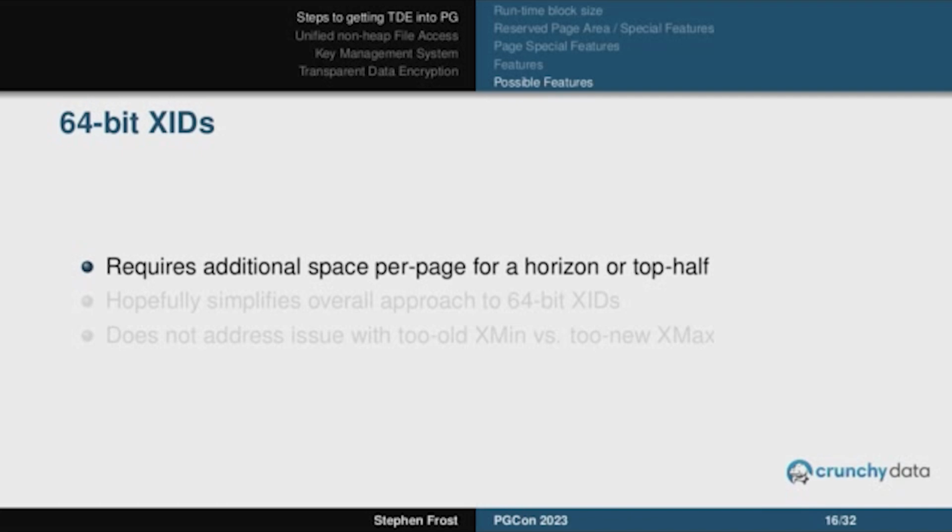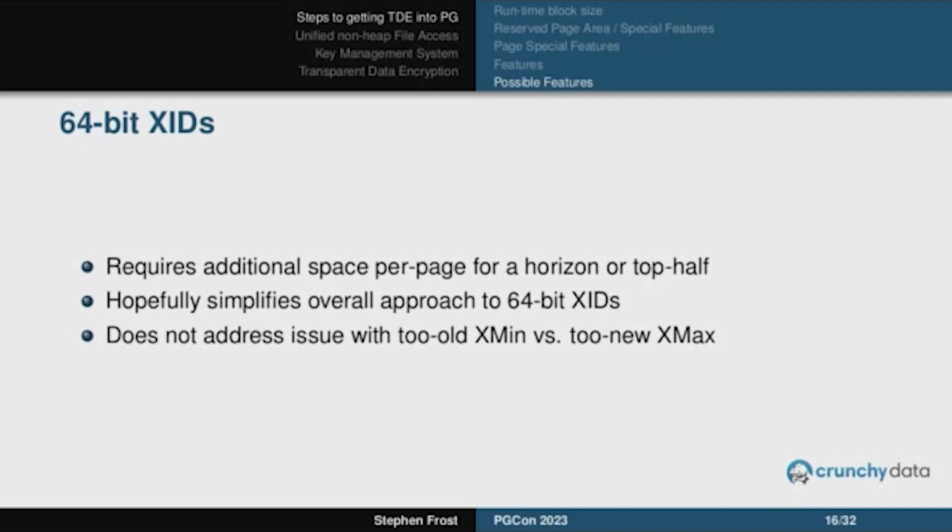Certainly 64-bit XIDs is another one, right? This requires additional space in order to have a horizon or the top half, right? But I do think using reserved page space and actually just having a space for this would simplify that effort quite a bit. We looked into it a little bit. It looked tricky. The final product would have been fine. I think it's the transitionary state that they had with the approach that the existing patch used, it'd take a little work to get it going.